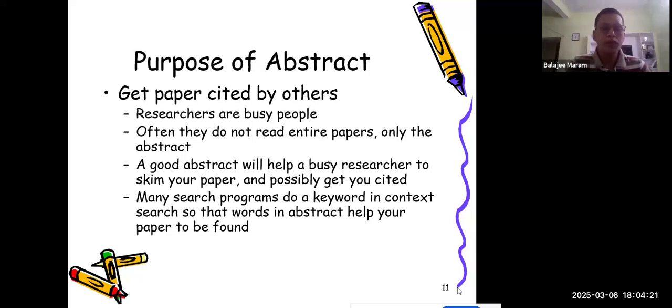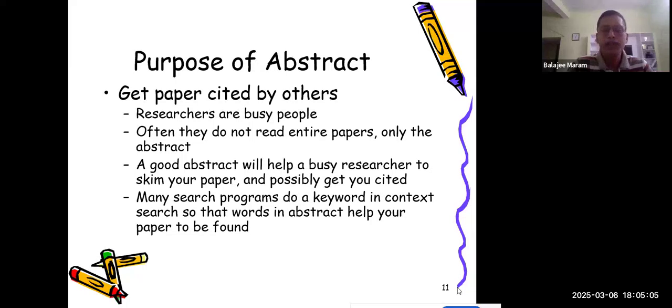The first point, researchers are busy people. Definitely, every researcher, including myself, is very busy. In such a scenario, reading the entire paper is a time-consuming process, so researchers simply check the title and abstract only. If those are attractive, definitely they will read the entire paper. So that is the reason our abstract should be attractive. Often they do not read entire papers, only the abstract. A good abstract will help a busy researcher to skim your paper and possibly get you cited.